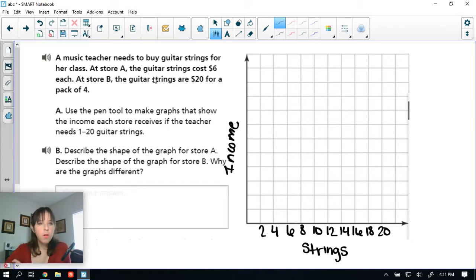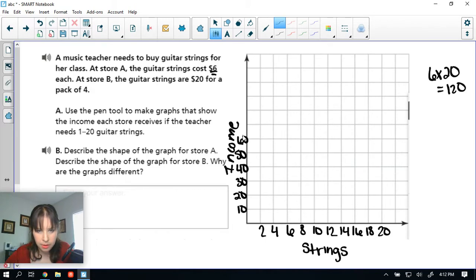All right, so I know that at the first store, we're looking at $6 per string. So the max that she would be paying is 6 times 20, which is 120. So let's do 10, 20. Let's see if this works. 30, 40, 50, 60, 70, 80, 90, 100, 110, 120.